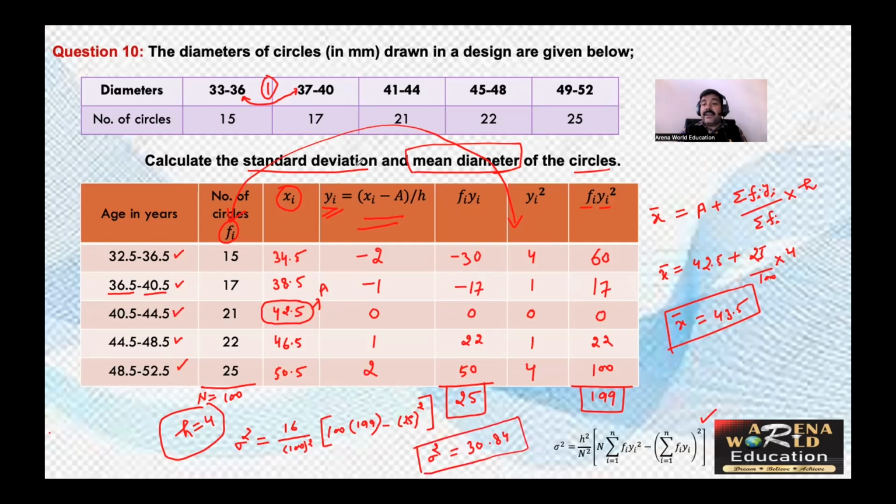But we need standard deviation. Standard deviation is simply the square root of the given variance. So what is variance? It is 30.84. So we will find the square root of 30.84. And what is the final answer? This will be equal to 5.55. And this is your required standard deviation for the given circles, right? So if I talk about mean, mean will be 43.5. And if I talk about standard deviation, that will be 5.55.